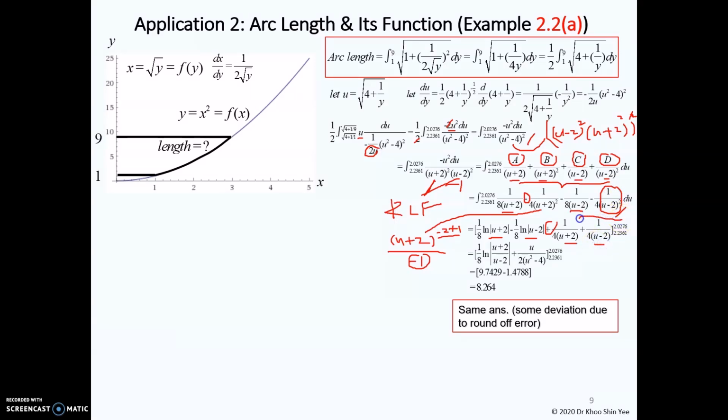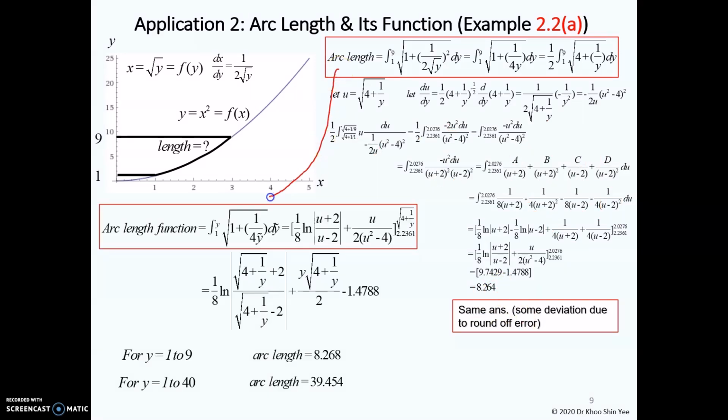Once you substitute the upper limit inside, minus the substitution of the lower limit, then perform the calculation, you should obtain this answer. So compared to this arc length result with the previous approach, you should find that we obtain the same answer. There is a slight deviation here due to the round off error.